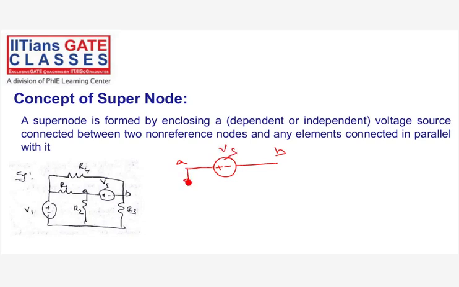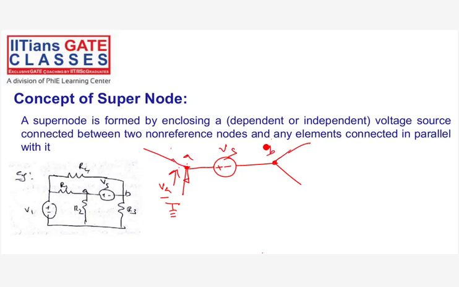So this is A, this is B, and Vb is again with respect to ground. So this is positive, negative, positive and negative, and the grounds are connected. If I take the loop here, this will be minus Va plus Vs plus Vb is equal to 0, or Vs is equal to Va minus Vb.